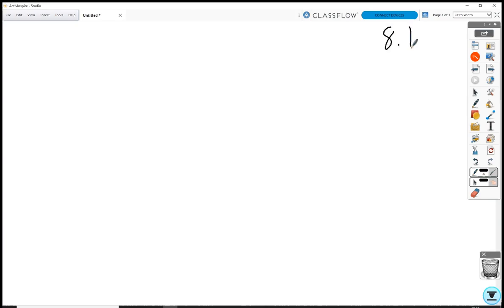This is 8.1.5 nuclear radius. So in today's lesson, we're going to look at different methods of calculating or estimating the nuclear radius. And we're going to look at the limitations of some of them. So the first method is to fire an alpha particle at a larger nucleus.